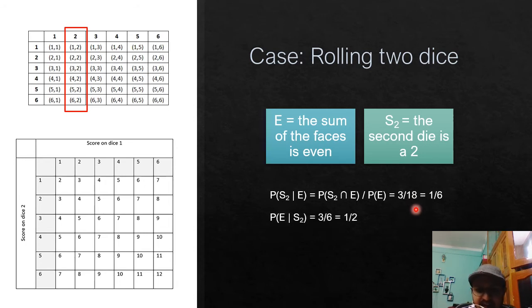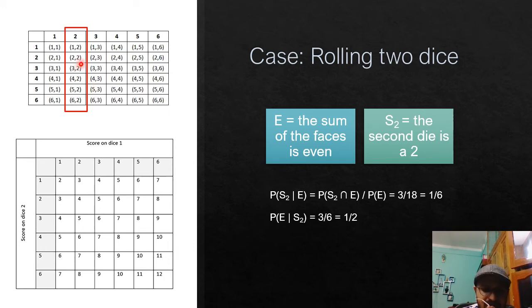Next, we are interested in finding out the probability of the occurrence of E given S2 has happened. So our total cases have reduced to 6 from 36 when the second die shows a 2. From these 6 cases, what are our favorable cases? When the sum is even.